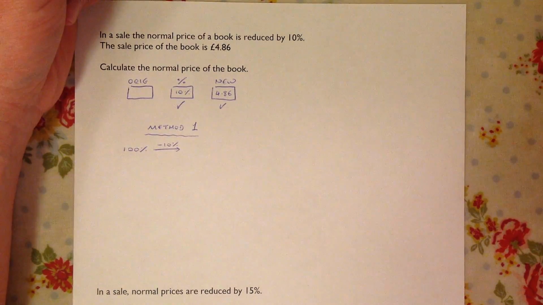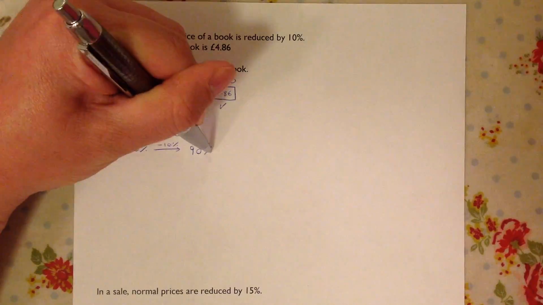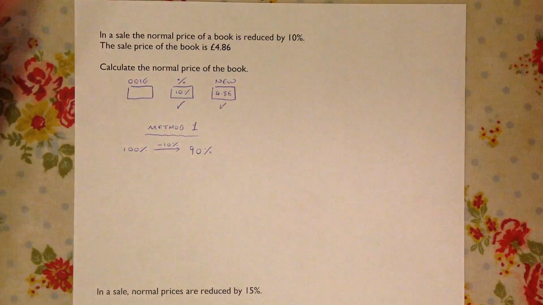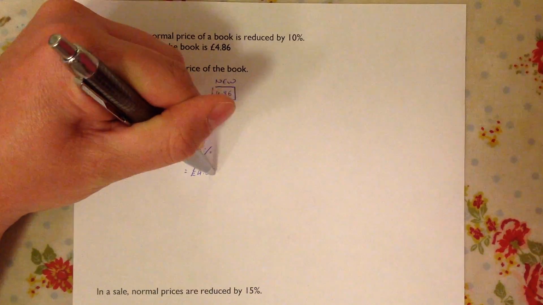Well, we would have paid 100% of the cost if we'd bought it at normal price. We didn't buy it at normal price because it's been reduced by 10%. So we've paid 90% of the cost of the book. And 90% is represented by the £4.86.